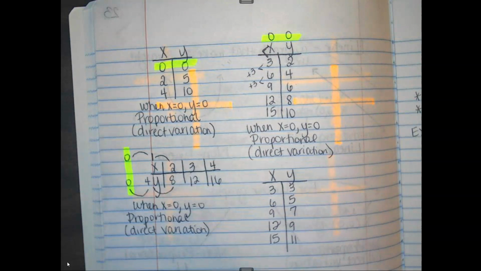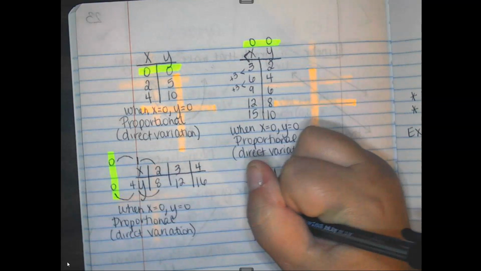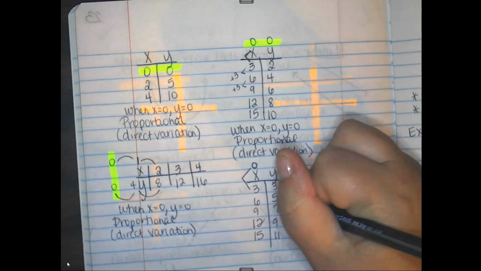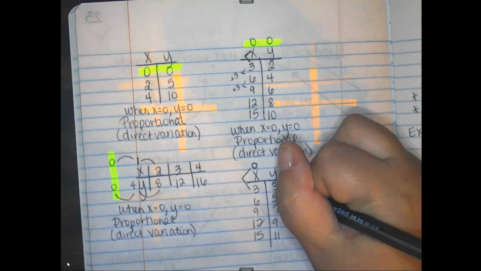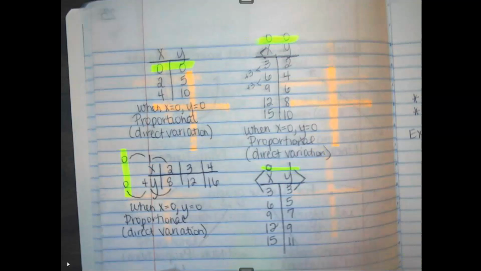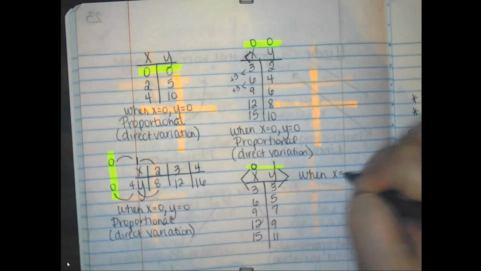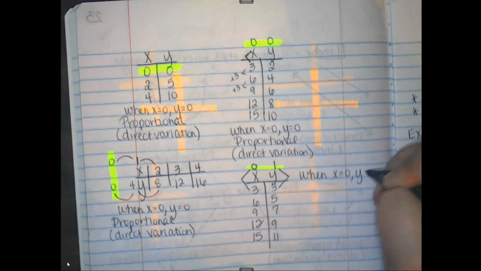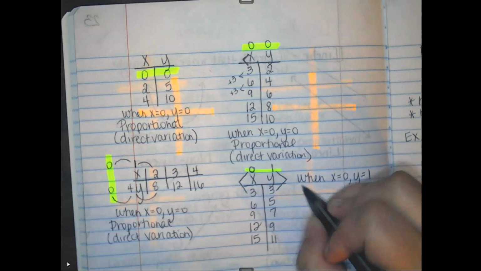All right, so let's look. So these are going by 3s. So 9, 6, 3, before that would be a 0. These are going by 2s. So before the 3 would be a 1. So I have 0, 1. So when x equaled 0, y equaled 1. So this is non-proportional.